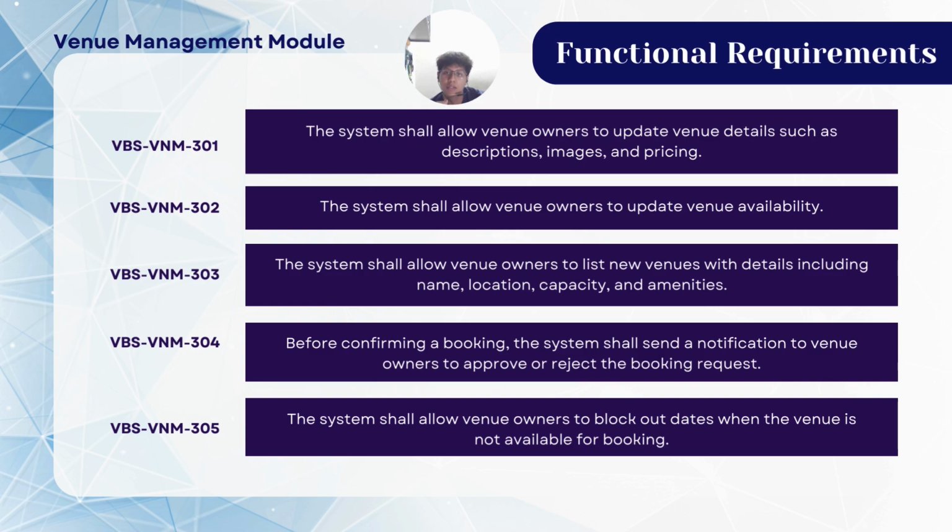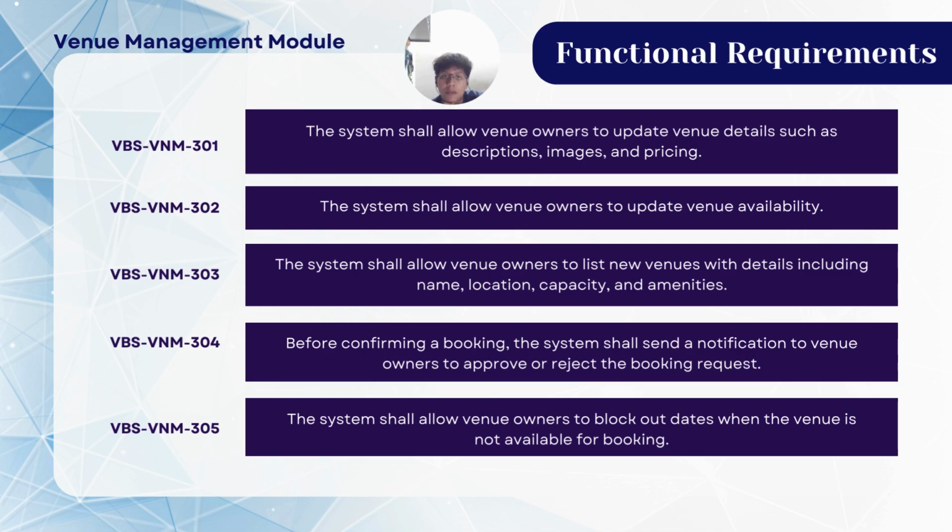So the third module in the venue booking system is the venue management module, which in this case applies to the venue owners and the requirements that are related to them. So the first, VNM 301, is the system shall allow venue owners to update venue details such as descriptions, image, and pricing. 302 is the system shall allow venue owners to update venue availability. And then the system shall allow venue owners to list new venues with details, including name, location, capacity, and amenities.